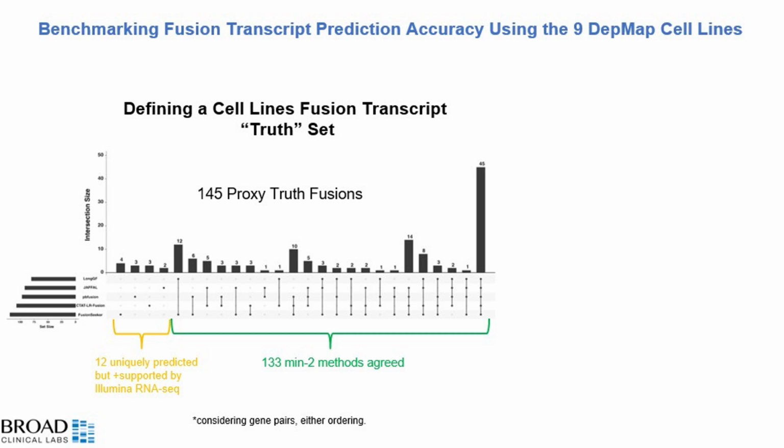133 fusions were supported by at least 2 programs. And there was a small number of additional fusions where we had both long read and short read support, but they're uniquely predicted. We included those in our truth set. It was 145 proxy truth fusions.